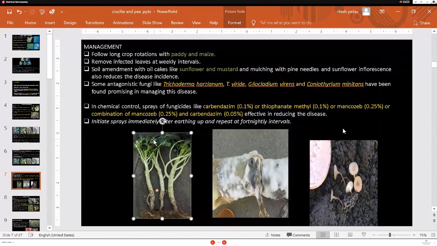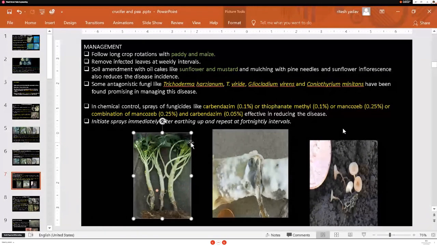So, when infection occurs in the nursery stage, if the nursery bed itself is infected, of course, damping off is seen. Damping off is not only caused by Pythium; it can be caused by Fusarium, Rhizoctonia, Sclerotinia, or Sclerotium.